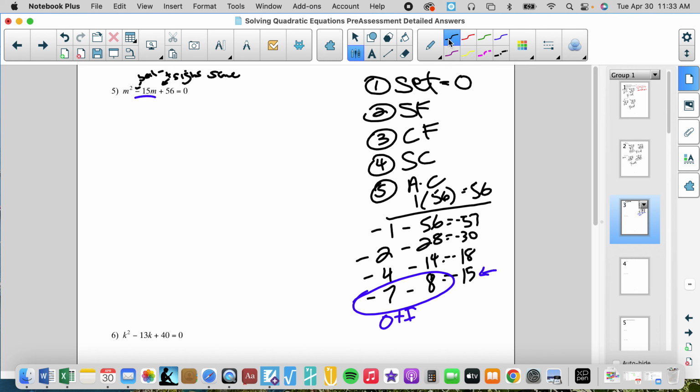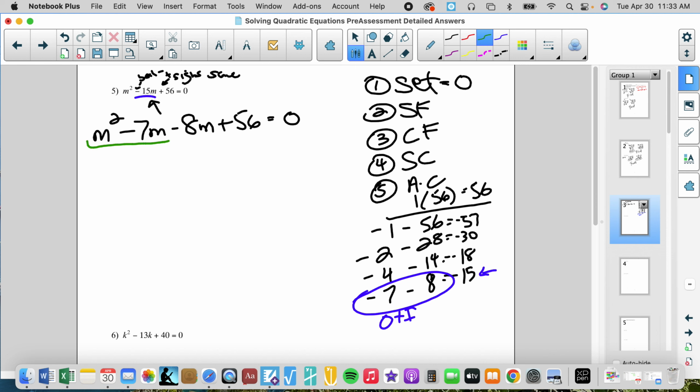So this now becomes m squared minus 7m minus 8m plus 56 equals 0. Notice that negative 7m and negative 8m equal my negative 15. I haven't rewritten it, or I haven't created a new equation. I've just broken it from 3 terms to 4 terms.